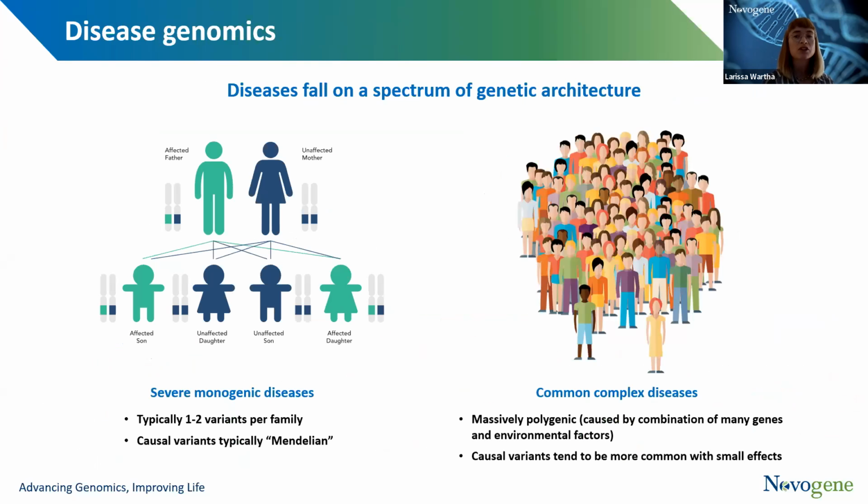Diseases generally fall into two categories according to their genetic architecture. We have monogenic diseases, and as the name says, they are mostly caused by a single gene with typically 1 to 2 variants per family, and a Mendelian inheritance pattern can be observed. Again, more on this later. And there are common complex disorders, which tend to have many causal variants with small effects, and they can be influenced by environmental factors leading to a phenotype, and hence they are polygenic.